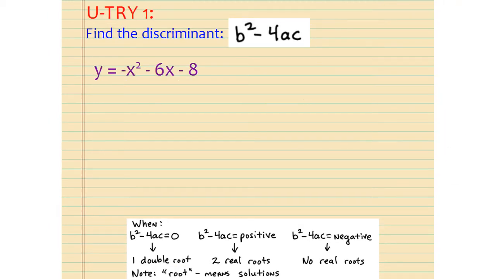Here's your U-try. Just identify your a, b, and c, evaluate the b squared minus 4ac, and determine whether you will end up with a single root, two real roots, or no real roots.